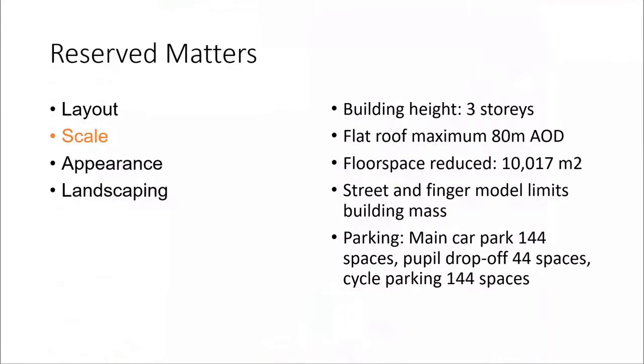Moving to scale, the building height is a maximum of 3 storeys and is below the 80 metres above ordnance datum, which is set by the Bishop's Stortford Master Plan. The floor space has been reduced compared to the outline. The layout reduces the building mass: rather than having one large block, it's broken into individual parts, individual elements, and the car park is some 144 spaces.